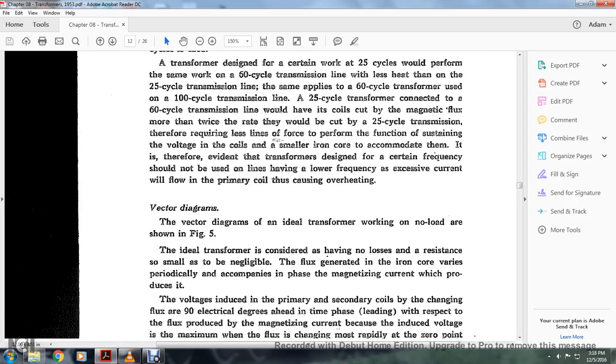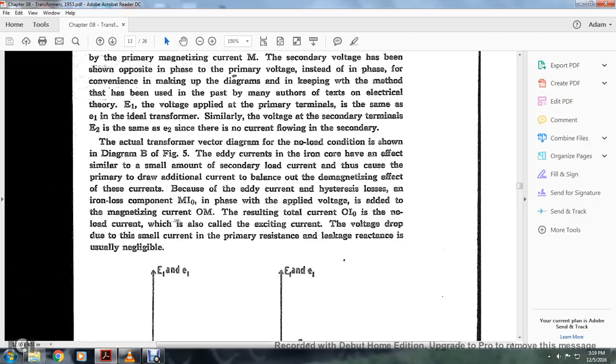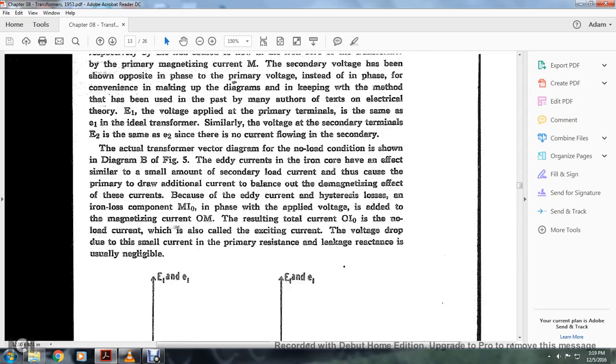The voltage induced in the primary and secondary coils is changing from the flux by 90 electrical degrees, leading in time phase with respect to the flux produced by the magnetizing current, because the induced voltage is maximum when the flux is changing most rapidly, at the 0 point. By primary magnetizing current OM, the secondary voltage has been shown with the opposite phase of the primary voltage. For convenience in making the diagrams, this keeps to the method that has been used in the past by many authors in texts on electrical theory.